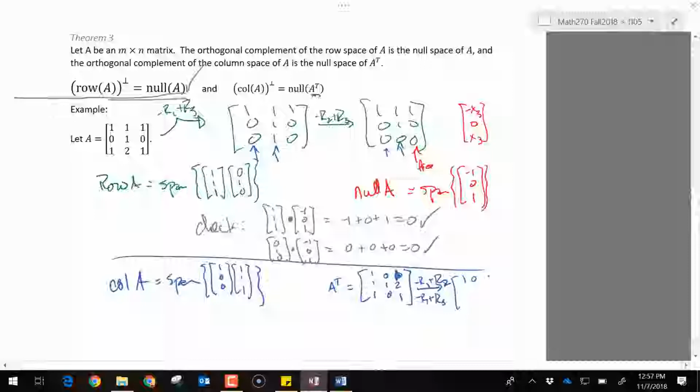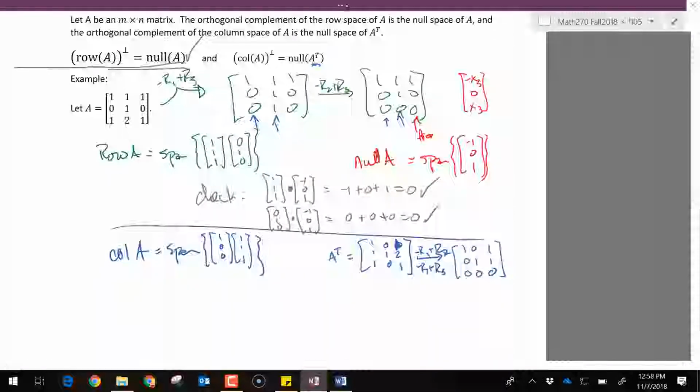So 1, 0, 1 is the top row, which stays the same. The next one, 0, 1, 1. The next one, 0, 0, 0. Well, that was done. That was easy.